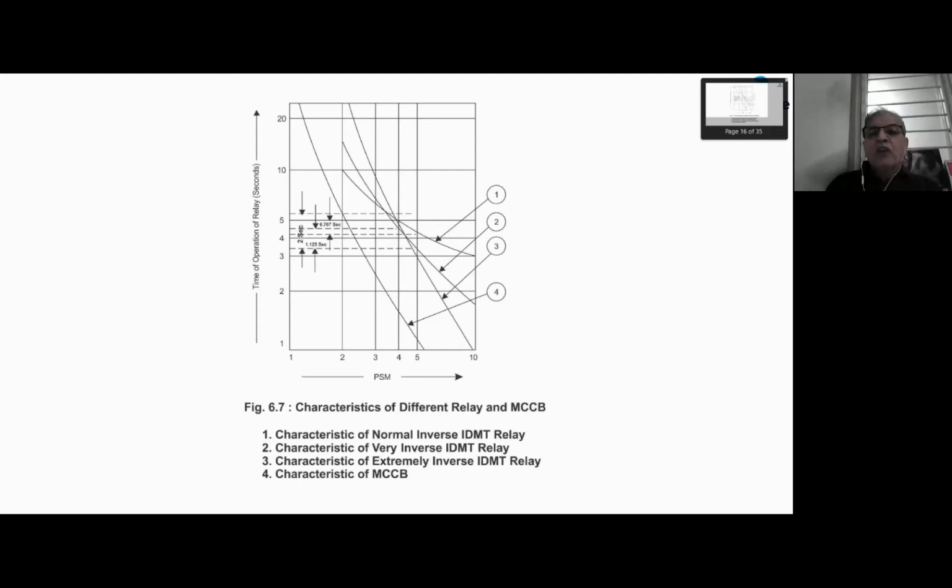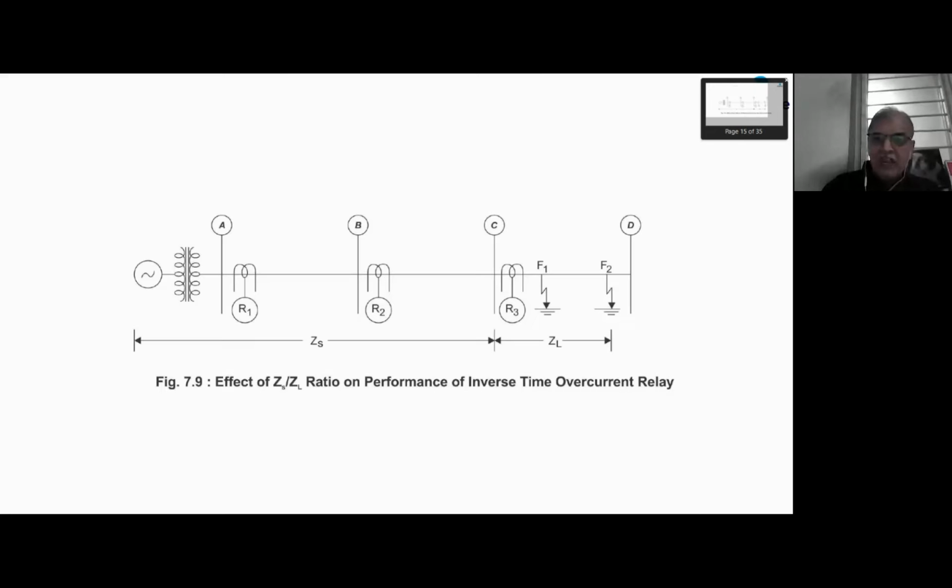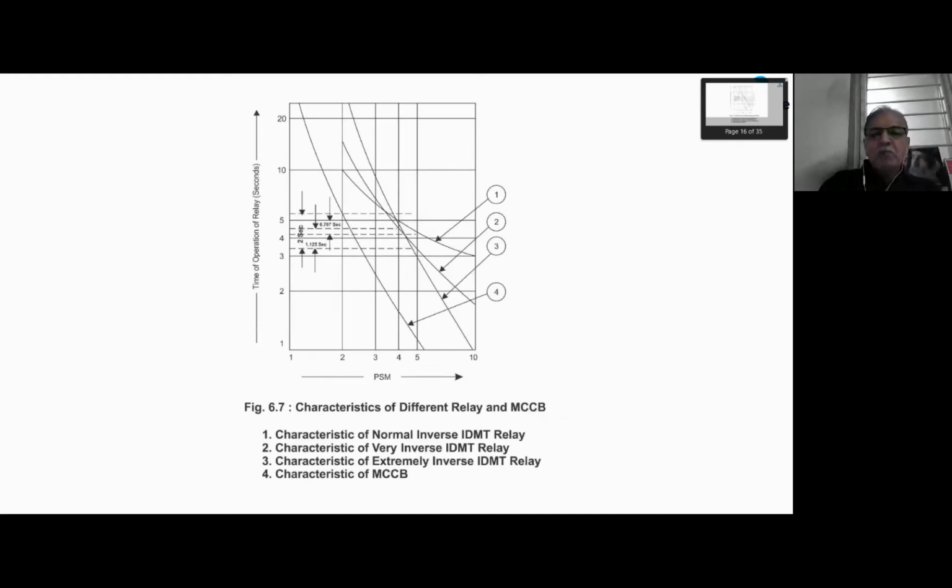But if you use the very inverse characteristic, which is a steeper one, number 2, then the time difference is larger. And if you use a yet steeper characteristic, extremely inverse, then the time difference is larger still for the same two currents, the same difference between two currents. The fault locations are the same, F1 and F2. Extremely inverse gives me better discrimination. Another advantage: R3 has to be graded with the fuse or MCCB, and R3 best matches that extremely inverse characteristic.